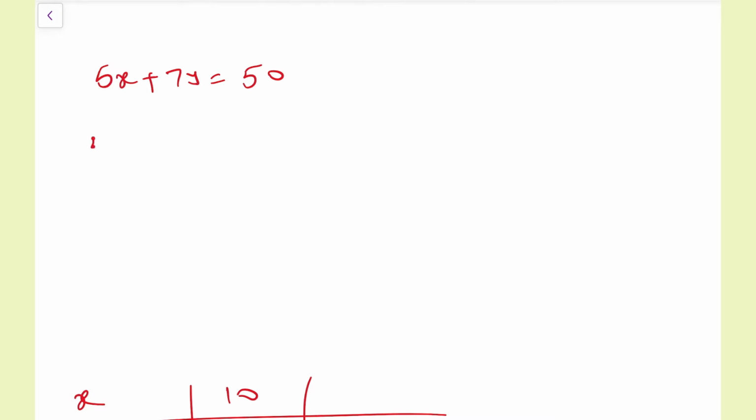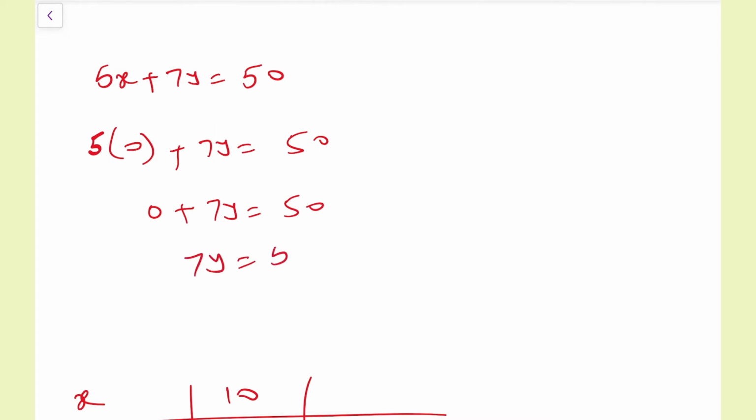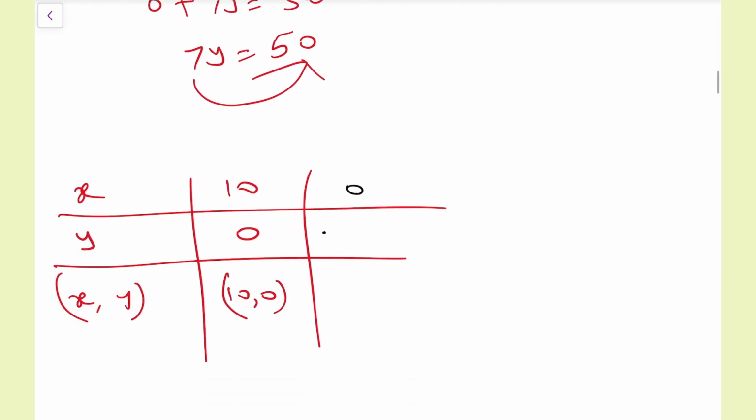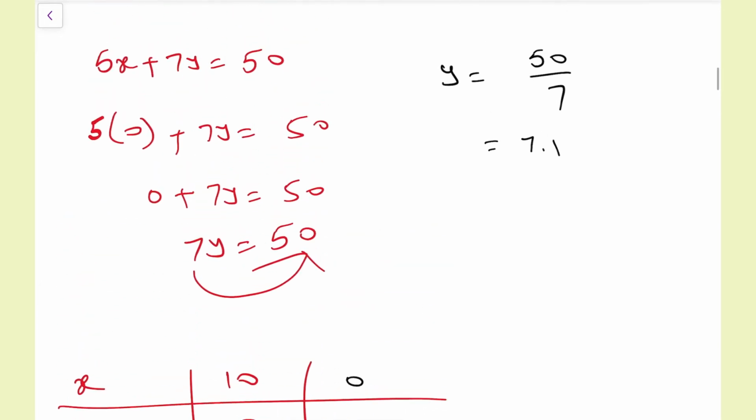See what will happen. 5 into 0 plus 7y equals 50. 0 into anything is 0, so 0 plus 7y equals 50. We can remove that 0, so we remain with 7y equals 50. Take 7 to the right side, so we get y equals 50 by 7. 7 sevens are 49, so it will become 7.1. So x as 0, the y value we got as 7.1, the point 0 comma 7.1.